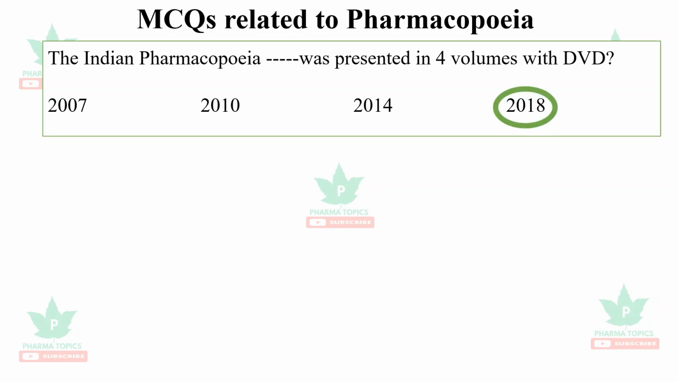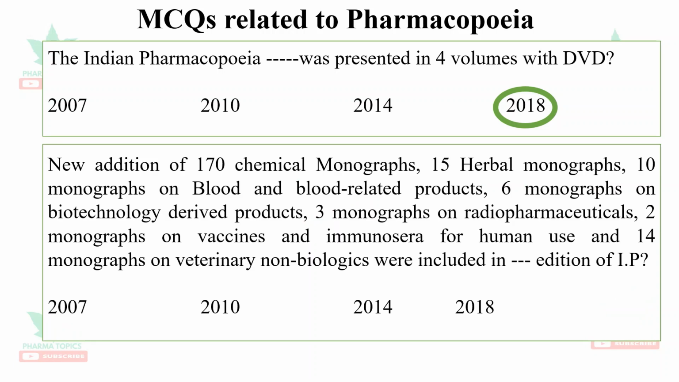It is 2018. New edition of 170 chemical monographs, 15 herbal monographs, 10 monographs on blood and blood related products, 6 monographs on biotechnology derived products, 3 monographs on radiopharmaceuticals, 2 on vaccines and Immunosera for human use, and 14 monographs on veterinary non-biologics were included in the dash edition of IP.